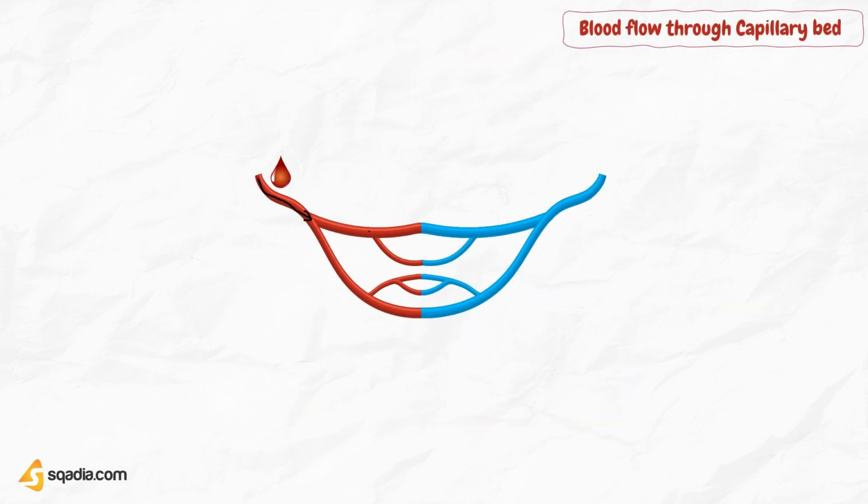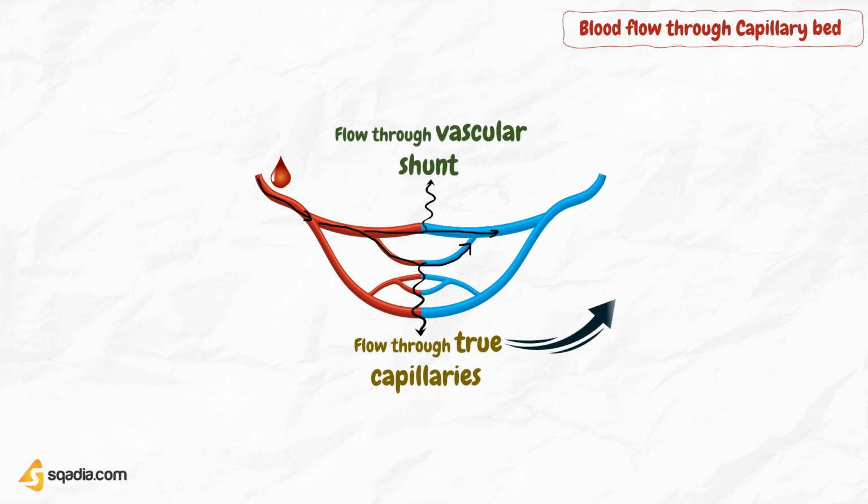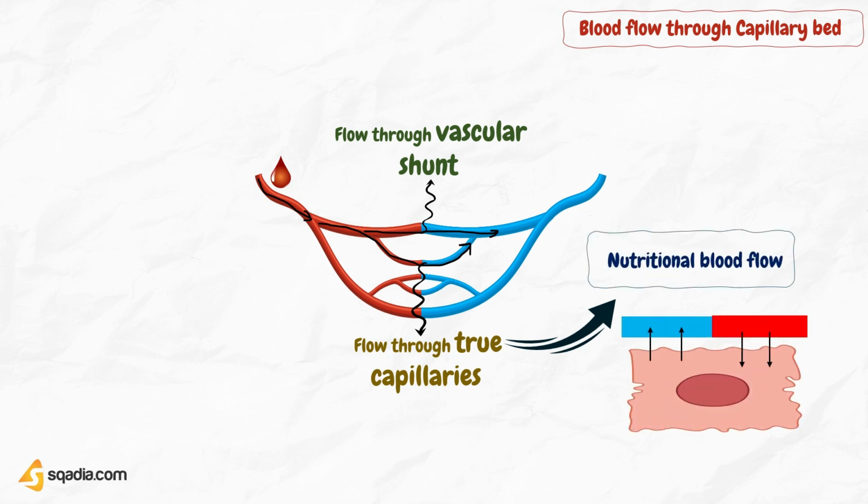Let me explain, what is this blood flow? Now, what happens is that the blood that flows through a terminal arteriole moves either through the true capillaries or through the vascular shunts. Flow through true capillaries is called nutritional flow. It is called nutritional as it allows the exchange of nutrients between blood and tissues.